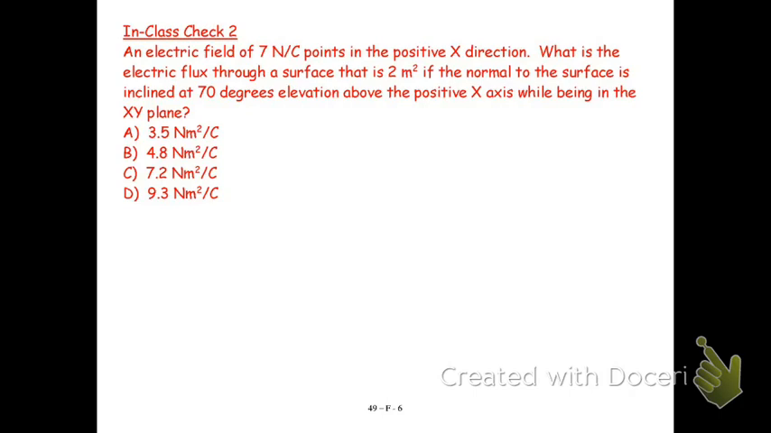Make it a bit more interesting. An electric field of 7 newtons per coulomb points in the x direction. This is my E. What is the electric flux of a surface that is 2 square meters if the normal to the surface is inclined at 70 degrees elevation above the positive x-axis while in the xy plane? Man, if there ever was a reason to have a diagram.